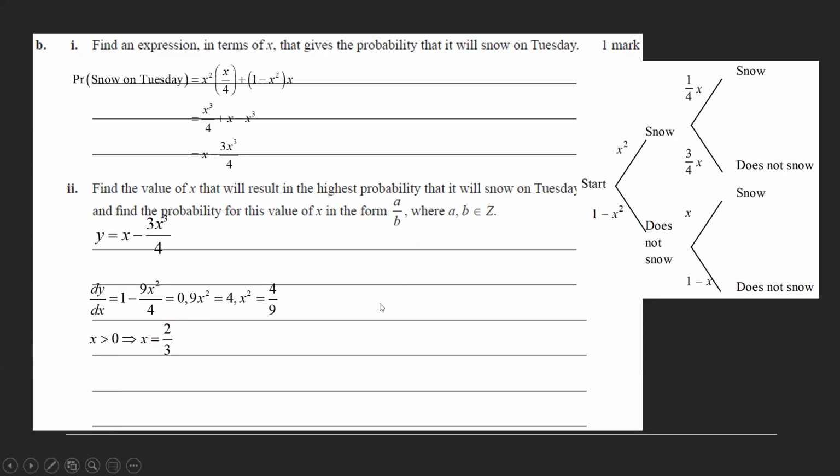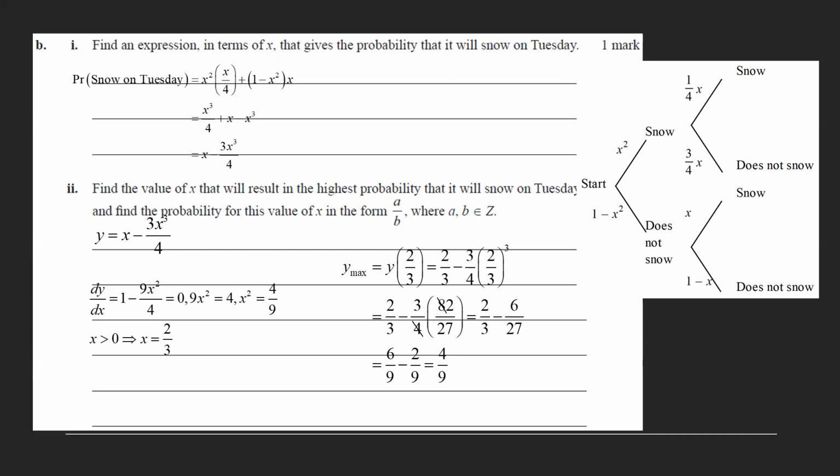Right, so the next job is to substitute x equals 2 over 3 into this expression. Notice that it's 2 over 3 subtract 3 over 4 times 2 over 3 cubed. And it will be 8 over 27, but you will notice 8 will cancel the 4 here. So you end up with the 2. Therefore, your answer should be 2 over 3 subtracting 3 times 2 is 6 over 27. So it's 6 over 9 minus 2 over 9, which gives you 4 over 9. And that is your highest probability itself.